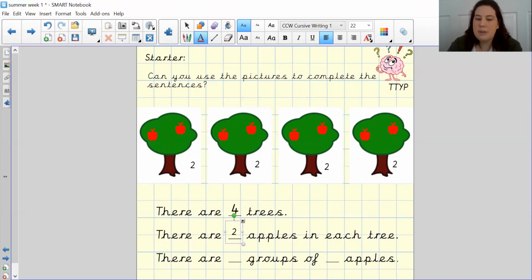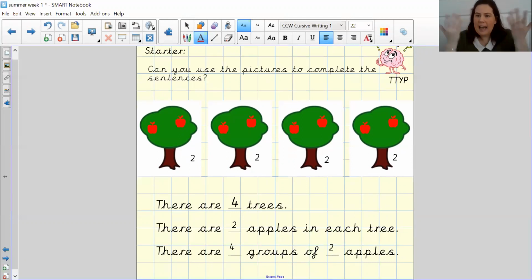So there are something groups of something apples. So how many groups do we have? Let's count. 1, 2, 3, 4. Well done. So I have 4 groups of how many apples on each tree did we say? Well done if you said 2 at home. So I'm going to write the number 2.